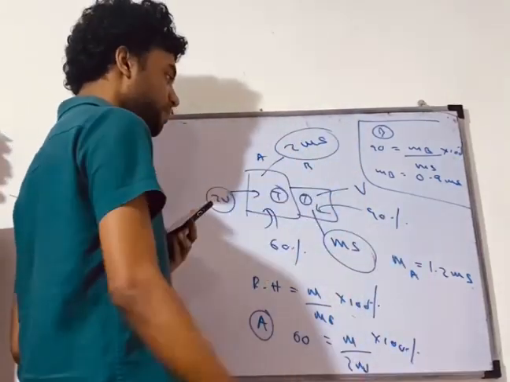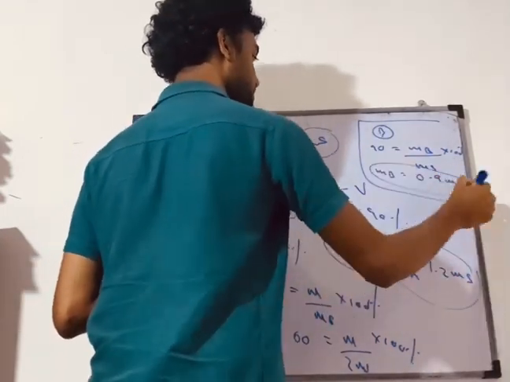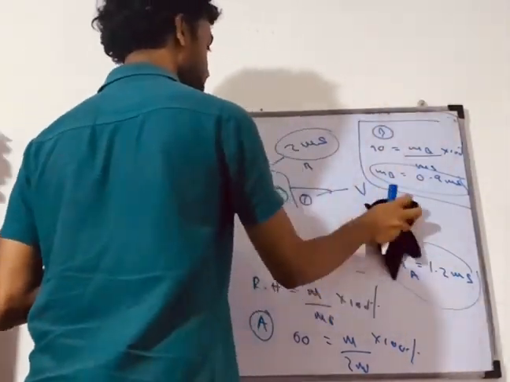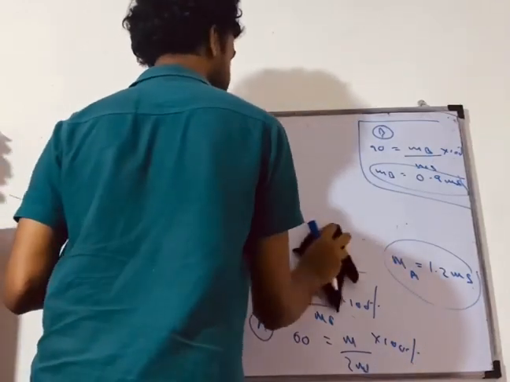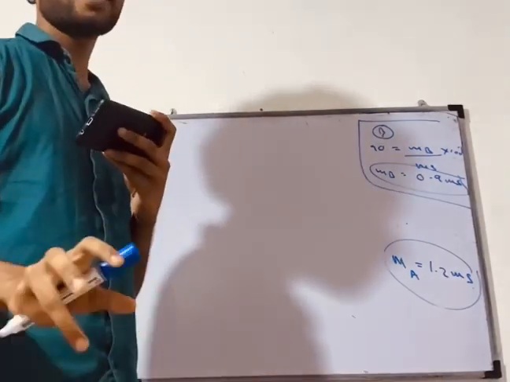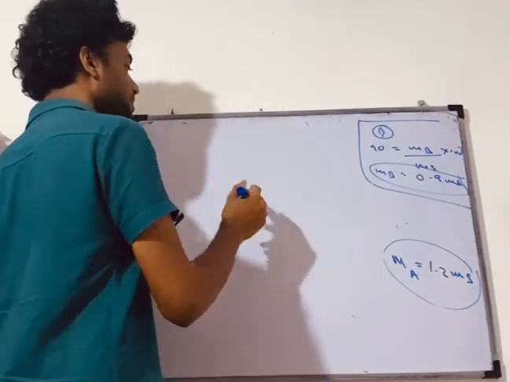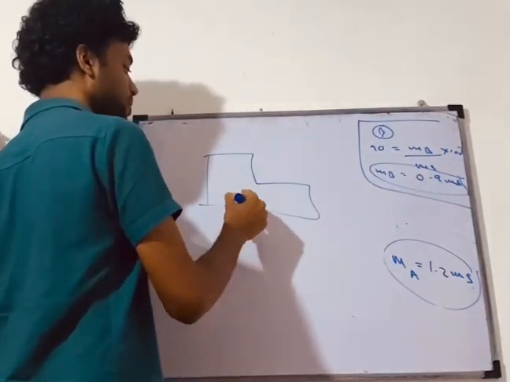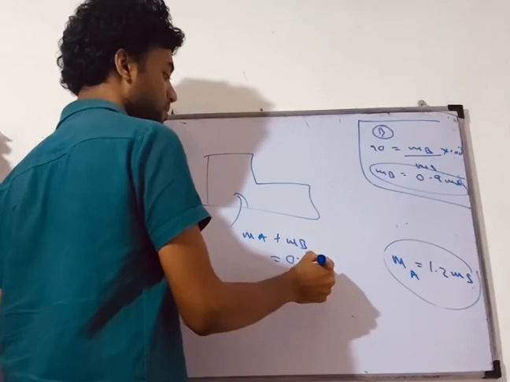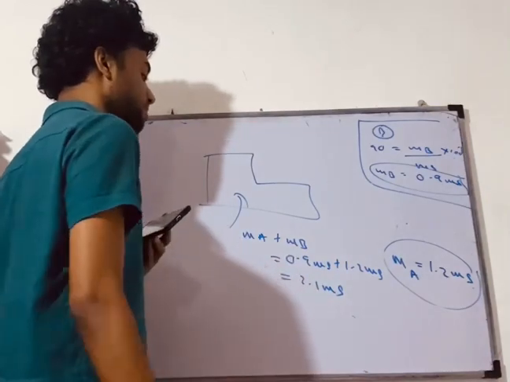Now, when I open these two rooms, I'm going to erase this now. We have MA to be 1.2 ms, MB to be 0.9 ms. So once you open these two rooms, what's going to happen? The vapor is going to mix. So you can pause the video and copy the notes, whatever is necessary. So in this room that's open now, the total mass is going to be MA plus MB. What's MA plus MB equal to? 0.9 ms plus 1.2 ms, which gives you 2.1 ms. I hope you understood this.